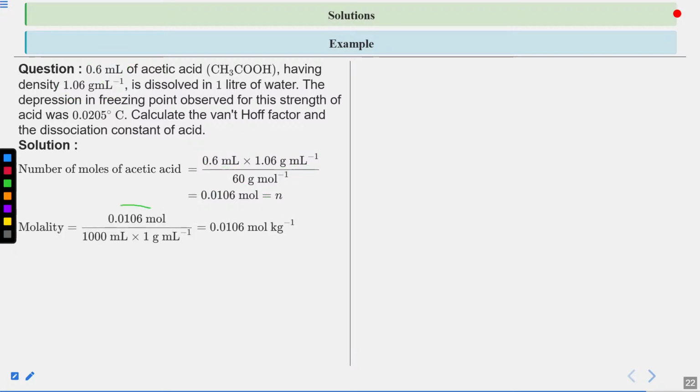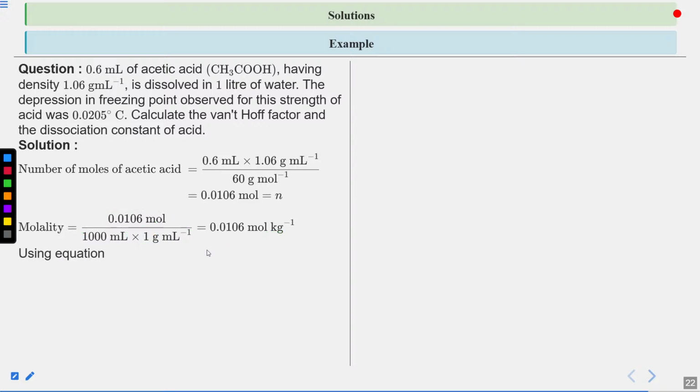Then we have calculated the molality, which is number of moles divided by the mass of the solvent in kg. Now since our solvent is water here, its density is always 1 gram per ml. So we have converted this 1 gram per ml to gram, not liter, by multiplying it by 1000. We got 0.0106 mole per kg.